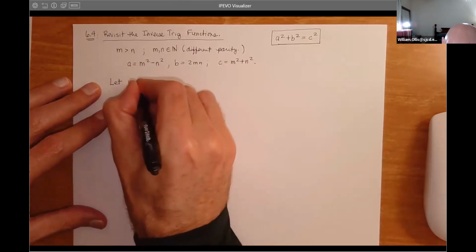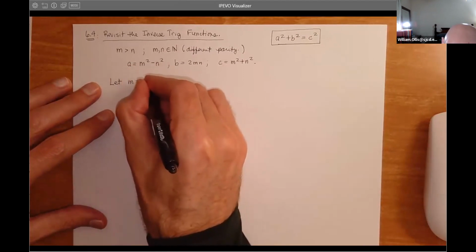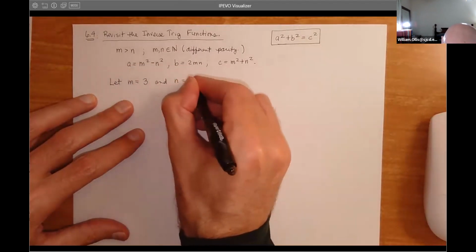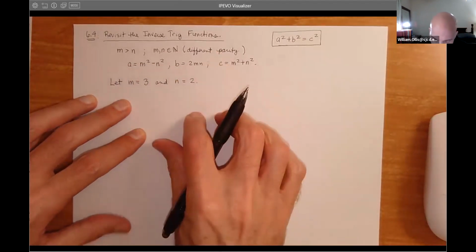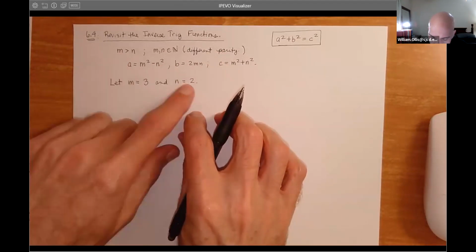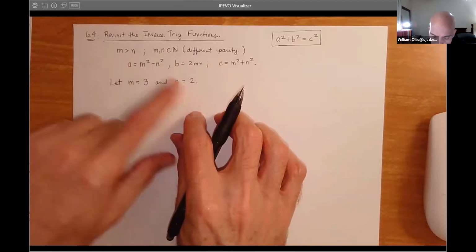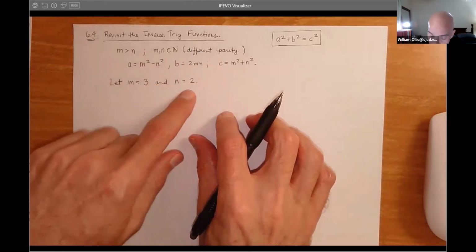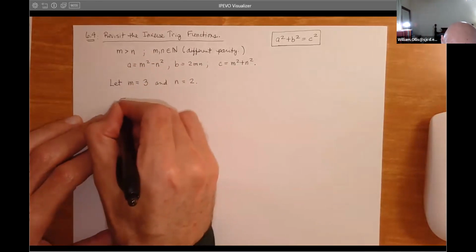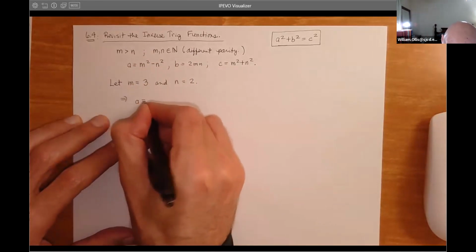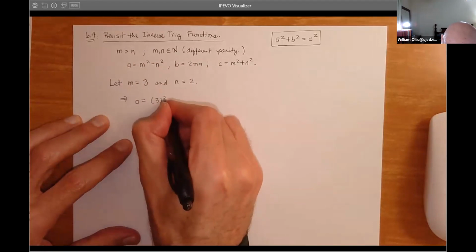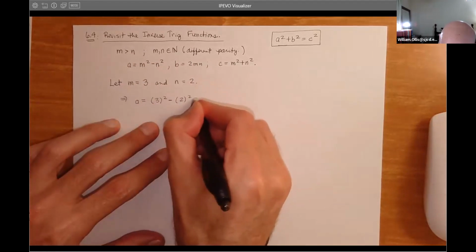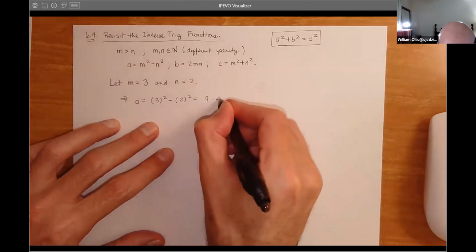m equal 3 and n equal 2. Okay, so m is 3, n is 2, 3 is bigger than 2, so we've satisfied the hypothesis, and they have different parity. This is odd and this is even. So this implies a equals 3 squared minus 2 squared. So that's 9 minus 4, which is 5.